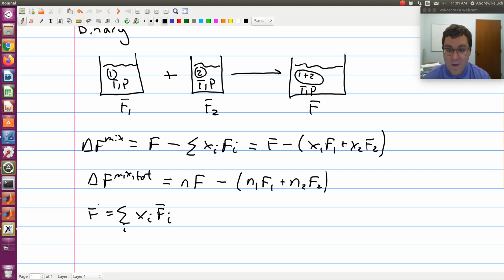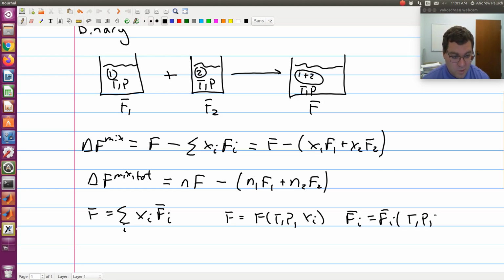Okay, so remember, F now is at a given temperature and composition, like my final beaker. F bar i, my partial molar F, is at a specific temperature, pressure, and composition. It's composition dependent. Whereas just F_i, as I have here, is just my pure component value, which is at a given temperature and pressure.